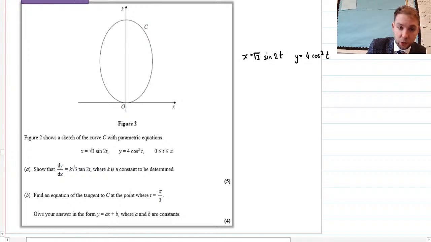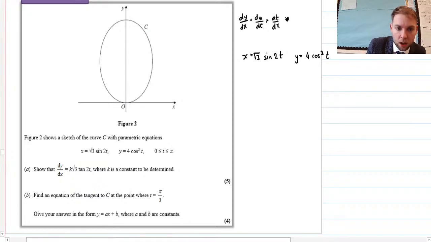So the first thing I'm going to have to do is differentiate x with respect to t. We know that we're subbing into this formula: dy by dx is equal to dy by dt times dt by dx. It's always worth writing that down to show the examiner what you're doing.